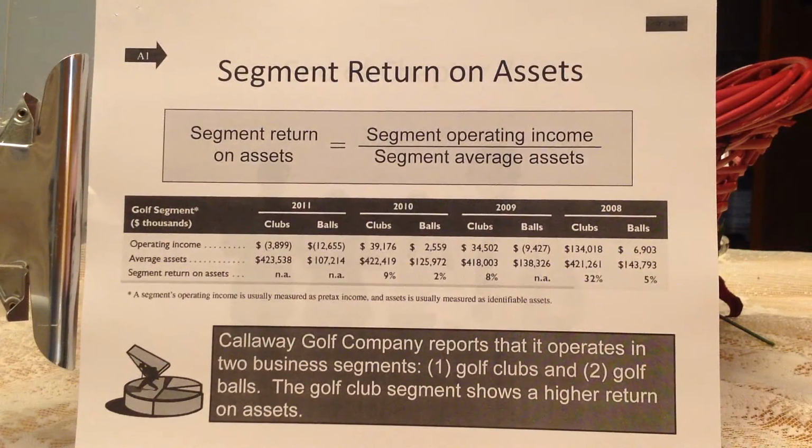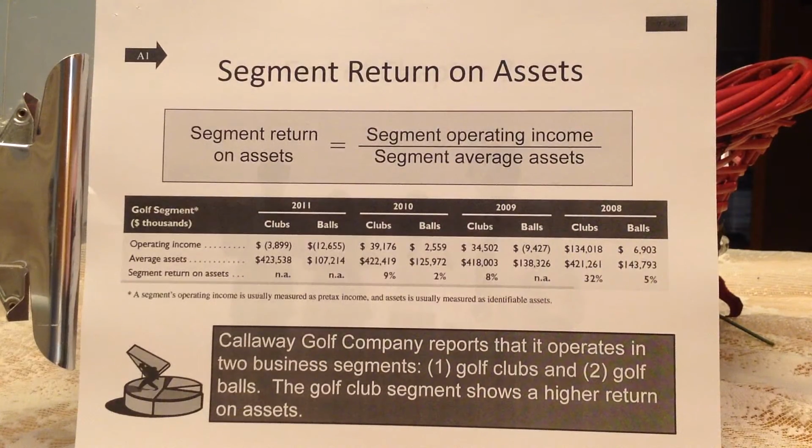To find out how a particular area is doing, you're going to take the segment operating income and divide it by the segment average assets. So each segment, like the rental property I was telling you about, will have a total cost related to all the assets that it has. You'll take that and divide that into the operating income to discover how well that particular area is doing.